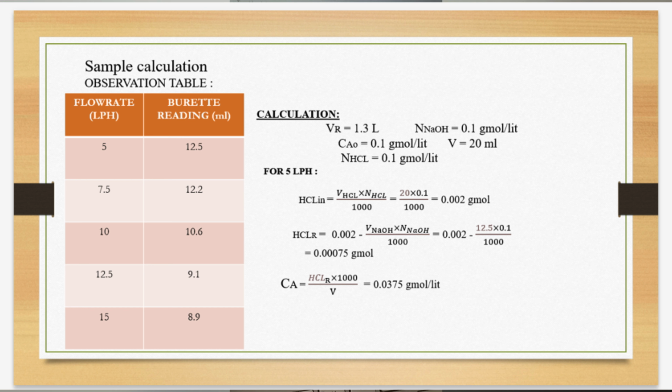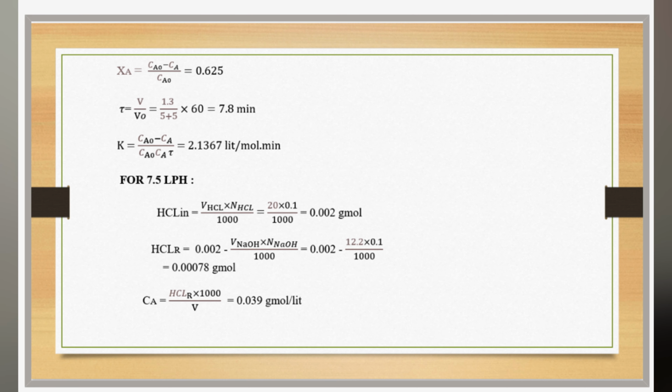In a similar way, the moles of NaOH are calculated by multiplying the volume of NaOH with the normality of NaOH. The difference between the initial moles of HCl and the moles of NaOH gives the value of HCl reacted, which is 7.5 into 10 to the power minus 4 gram mole. From the moles of HCl reacted, the concentration of A is calculated, which is 0.0375 gram mole per liter. The conversion of A is calculated as shown here.